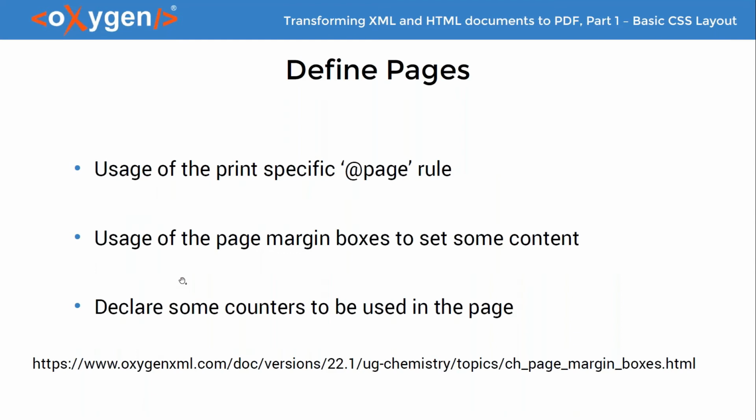Now for the last part, I will enter a little in this part, which is how to define pages. Because our output will be a page output, as it's a PDF, I need to customize the page because I may want them to be A4 or US letter, for example. So for this, I will use the print specific rules, which are the page rule. And I will use what are called the page margin boxes to set some content in them. And I will use a small counter to display the page number.